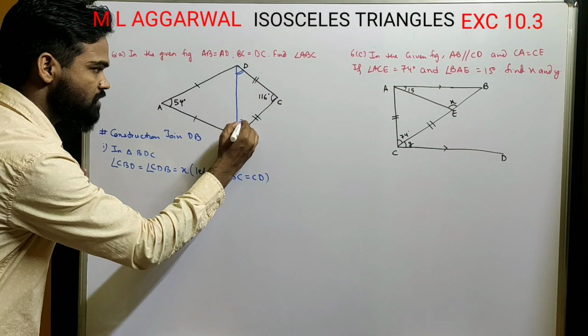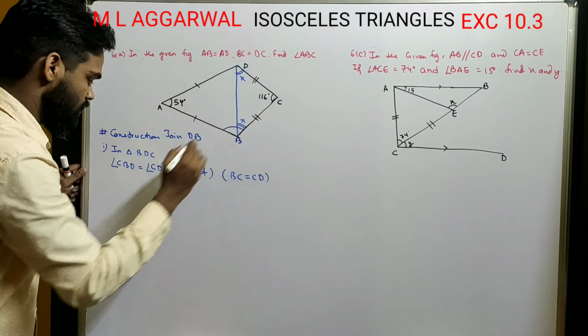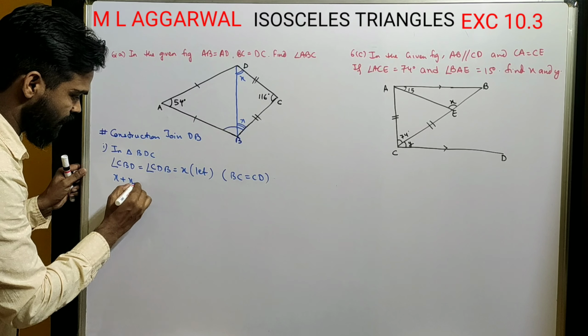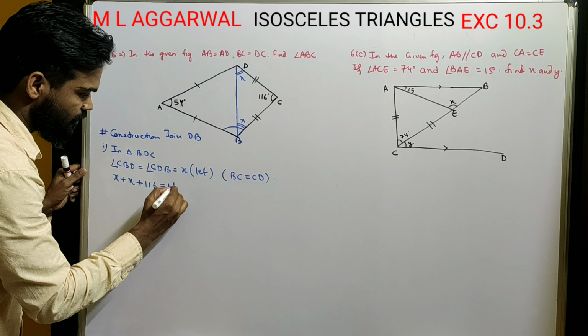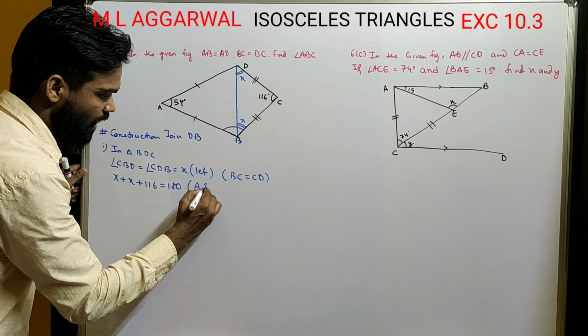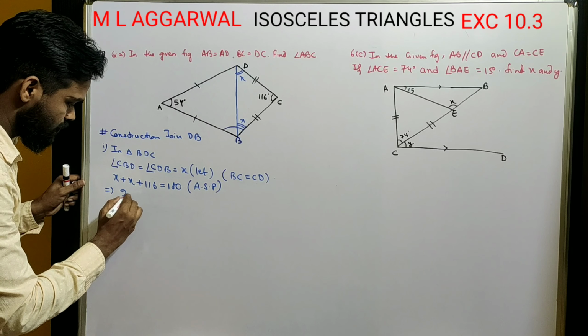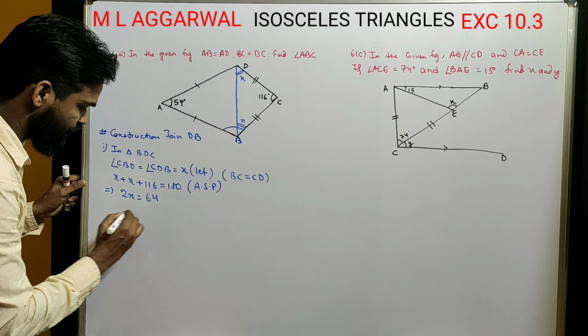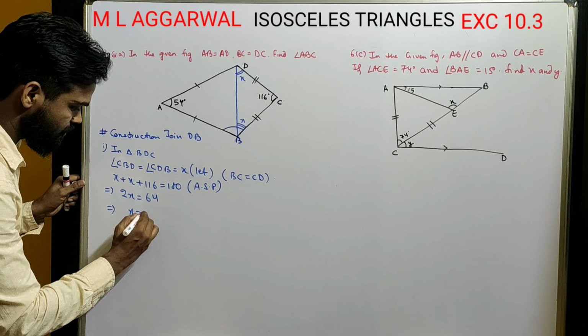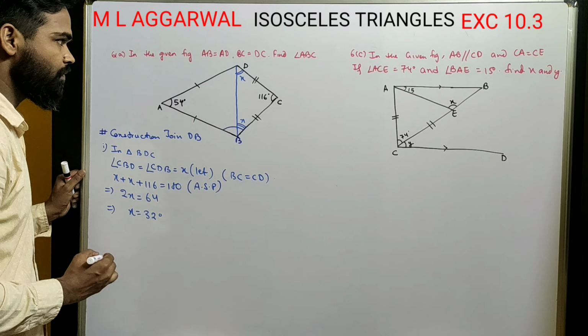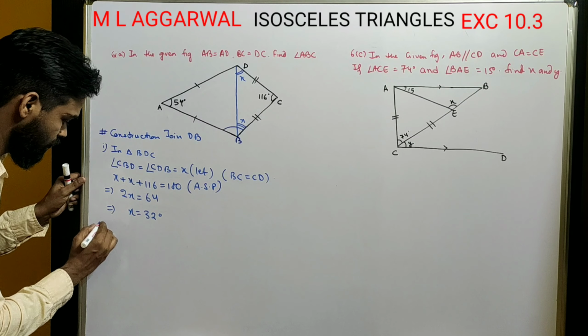Now, if this is x, this is x, then we can say that x plus x plus 116 equals 180. Angle sum property, which means 2x equals 64, which means x is 32. Done. Now look at triangle.